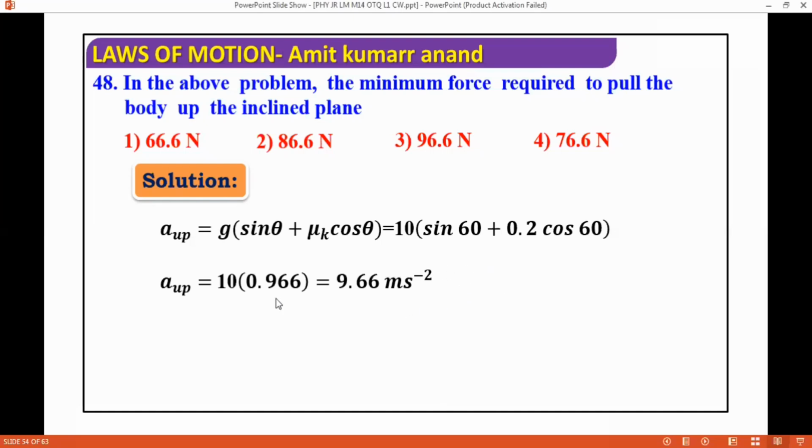So this answer will come to 9.6 meter per second squared. If I ask you another question, what is the net upward force required to accelerate the body, you need to multiply mass into acceleration and you'll get the answer, 96.6 Newton. I hope all of you understood the concepts. Next, we're moving to the next questions.